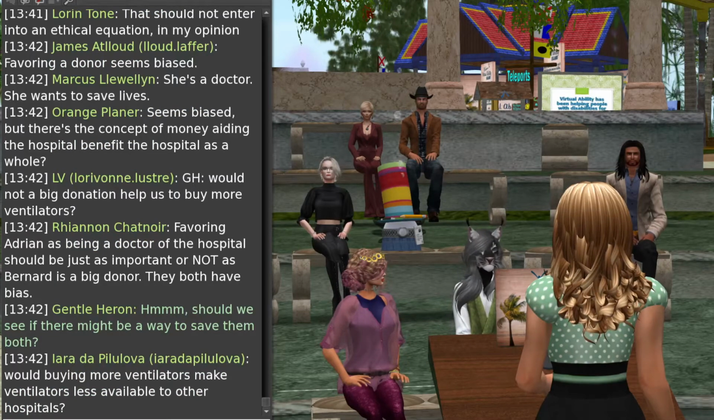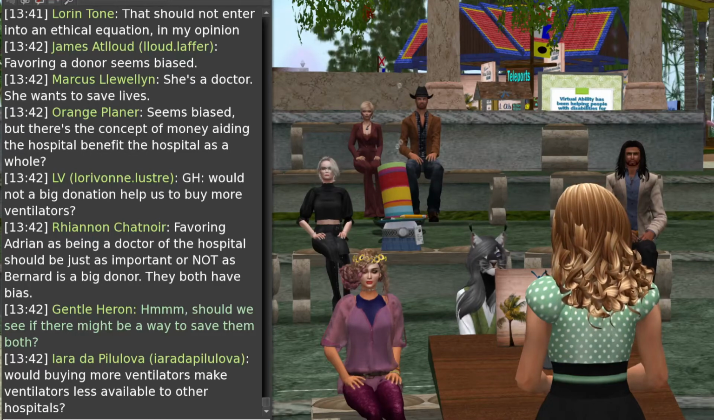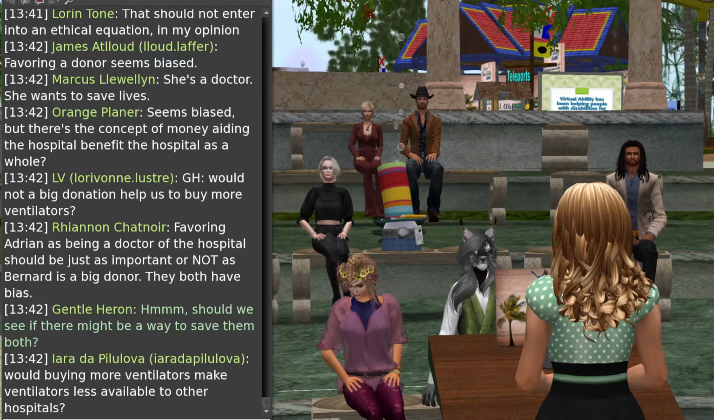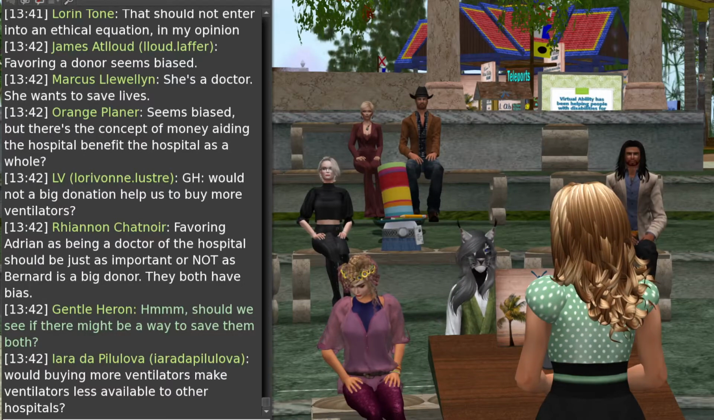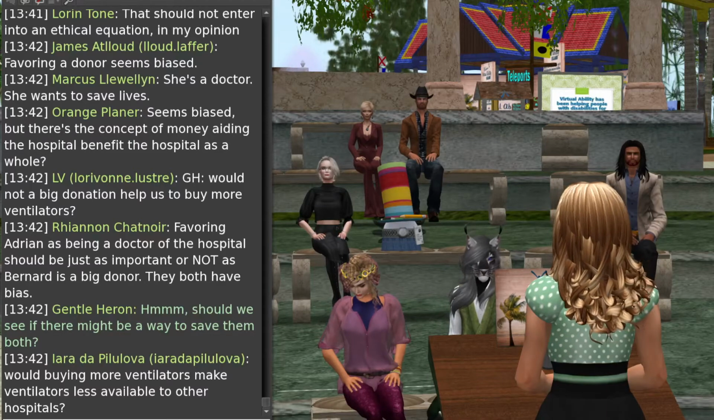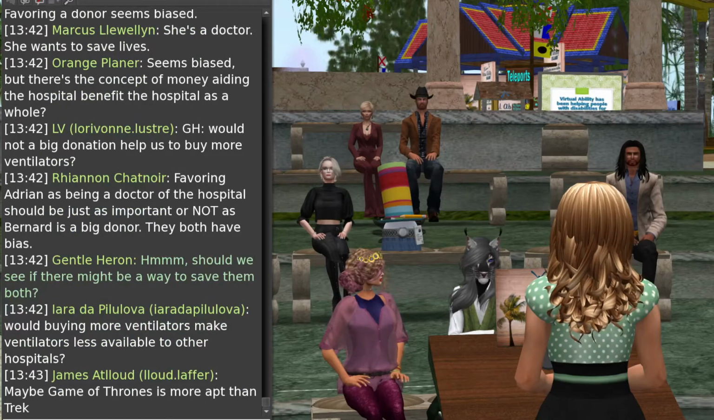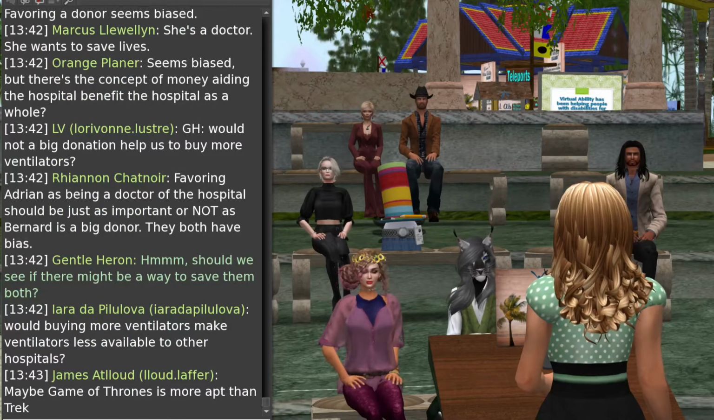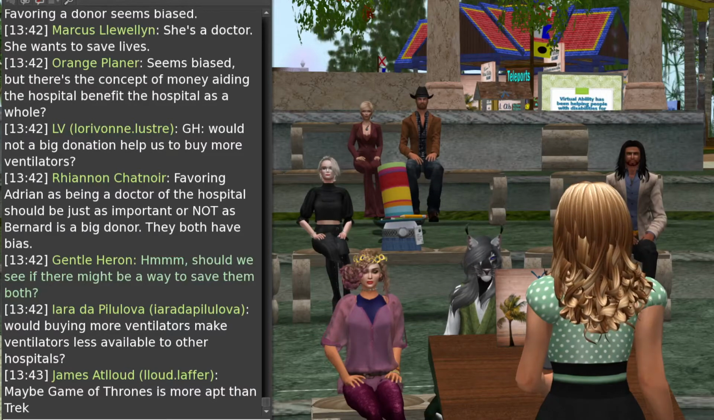Maybe there's a way we could save both Adrian and Bernard. Oh, Yara wants to know if buying more ventilators for our hospital would make fewer ventilators available to other hospitals. Of course, it absolutely would. Rhiannon says favoring Adrian as a doctor of the hospital should be just as important or not as Bernard being a big donor. They both have bias.